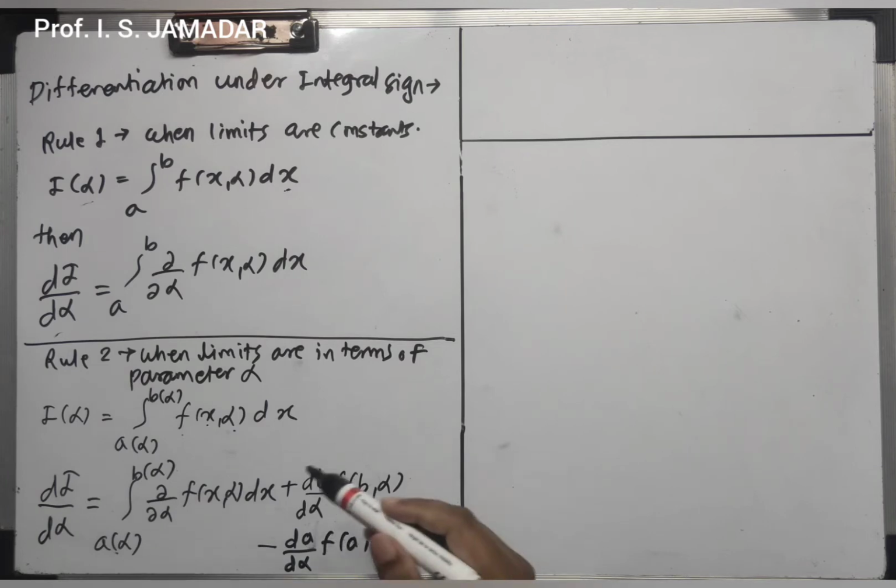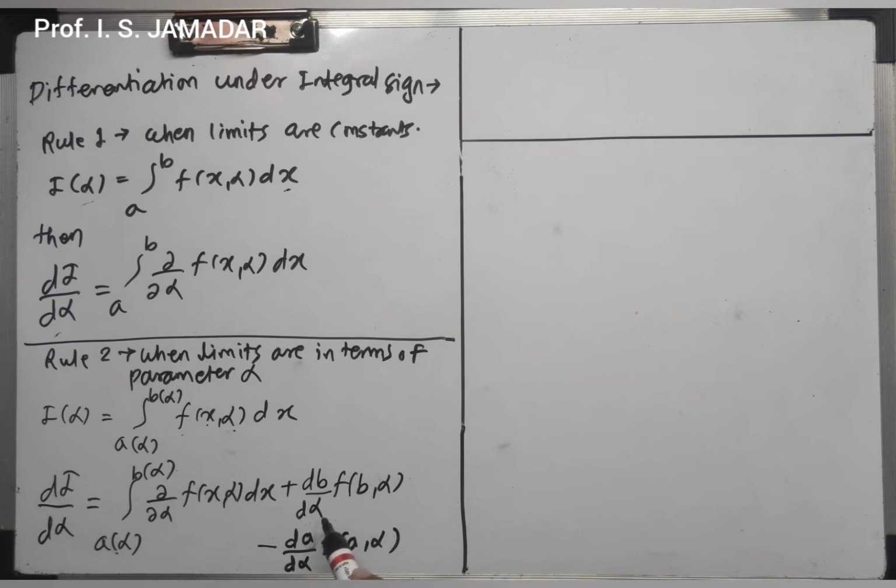Actually, this is the basic main rule. When limits are constant, these two things become zero, because if a and b are constant, these two derivatives will become zero and the derivative will reduce to only this thing. Okay, so actually these are not two rules, actually this is only one rule. This is the master rule, we can say.